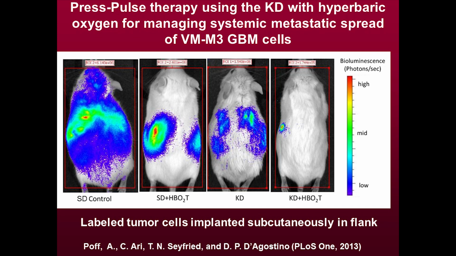Labeled tumor cells implanted subcutaneously, and they were now using hyperbaric oxygen as the pulse and the diet as the press. And the oxygen had a little effect. The diet, of course, has a little bit more effect, but you're not resolving. But when you put the two together, you get synergy. Press, pulse.